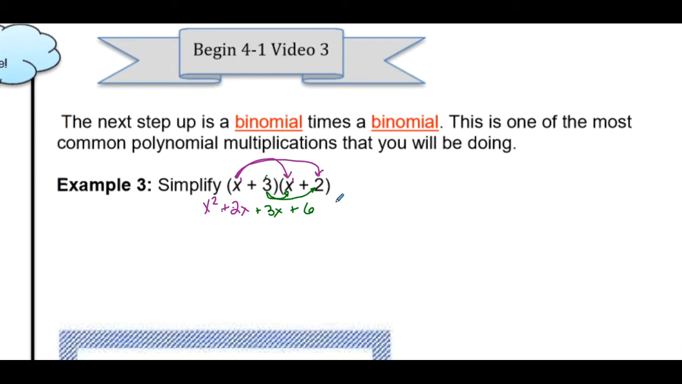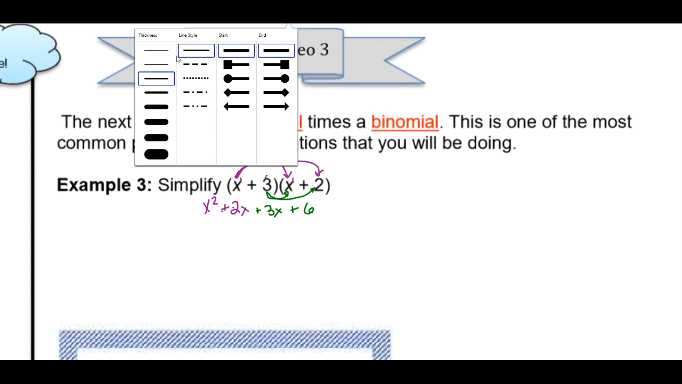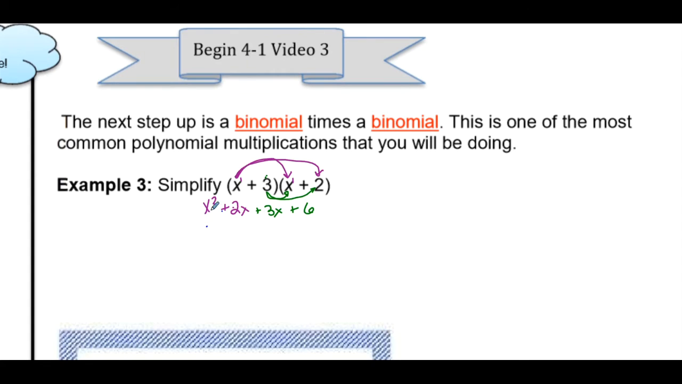Then go through and check to see if you have any like terms that can be combined. Well, I've only got one x squared term. Remember, in order to be like terms, they have to have the same variable and the same exponent. There is no other term that has an exponent of 2, so that one's just going to stay put. I have 2x and 3x. Those are like terms. They have the same variable, they have the same exponent. So I can add those. 2 plus 3 is 5, so I have 5x, and then I've got that constant of 6.